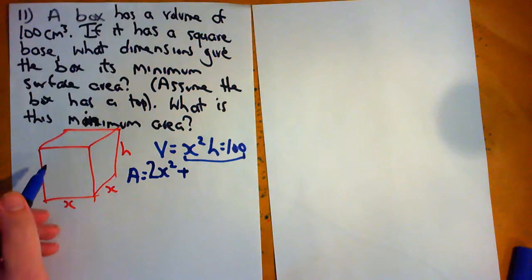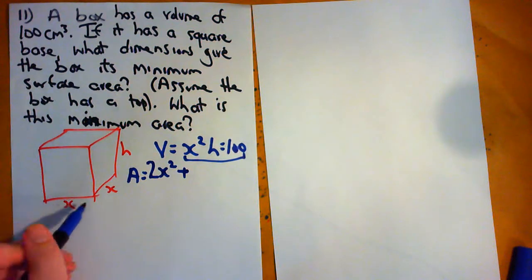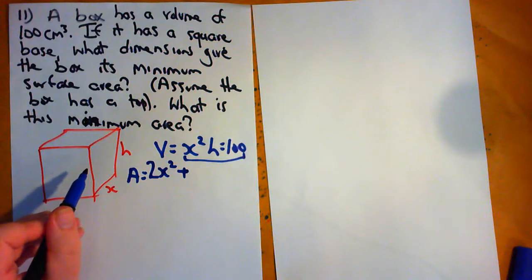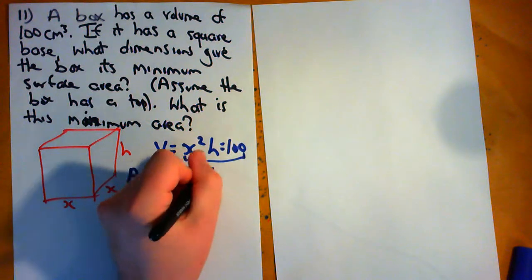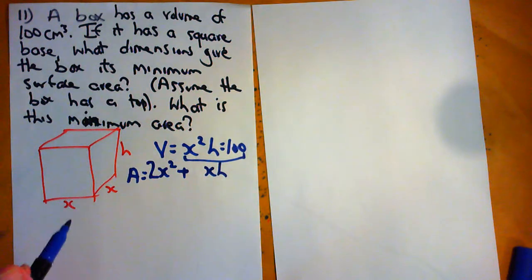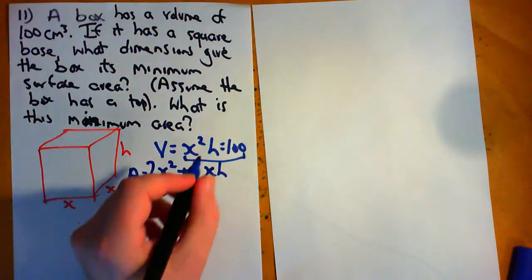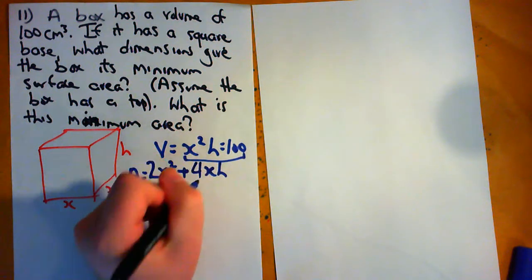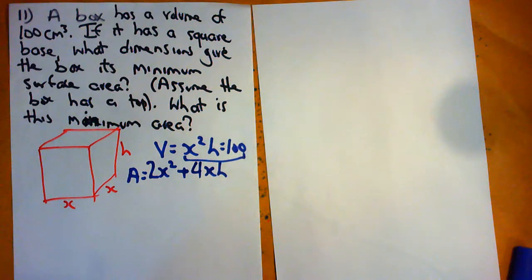Plus, now what about this front? This front has a width of x and a height of h. And the four sides, the front, the back, the left and the right, will also be the same, so there are going to be four of those, 4xh. So our area is 2x squared plus 4xh.